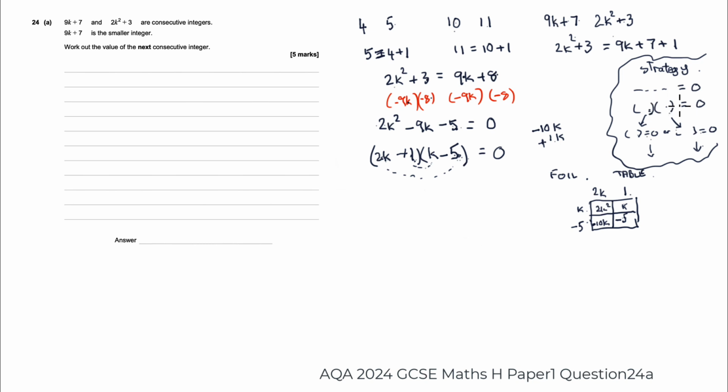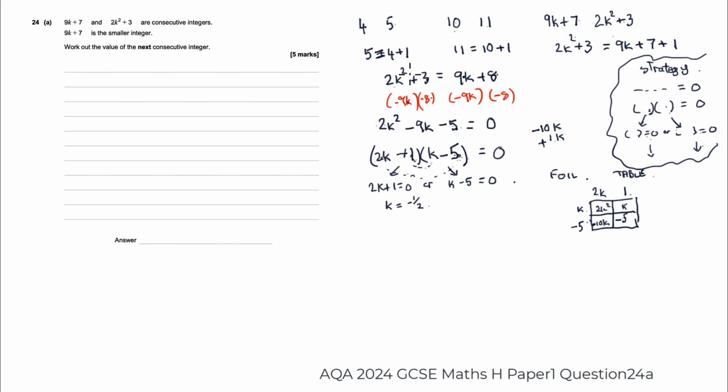So we're at this stage: two factors multiply together to 0, so one or other of these is 0. So either 2k plus 1 is 0, or k minus 5 is equal to 0. Now let's take the first one first. Let's take 1 from both sides. We get 2k equals negative 1, and then divide both sides by 2. We'll get k being negative a half.